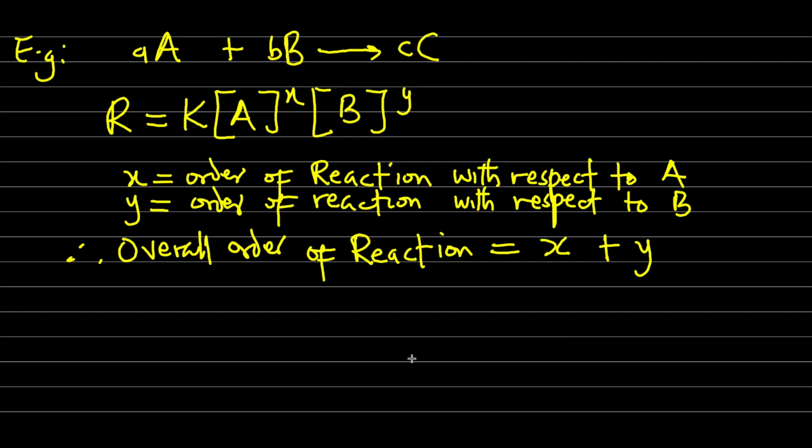Now overall order of the reaction is always to sum up the orders of reaction in a case where we have more than one order. So in this case we have x and y. x is the order of reaction with respect to A, y is the order of reaction with respect to B. So when you add both of them together, you have the overall order of the reaction.